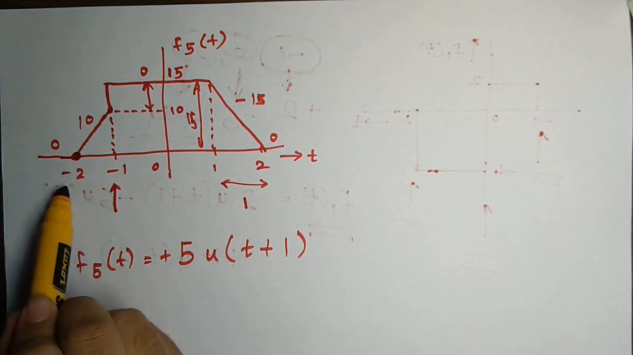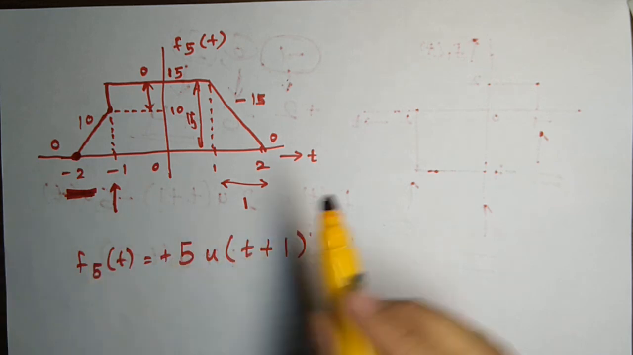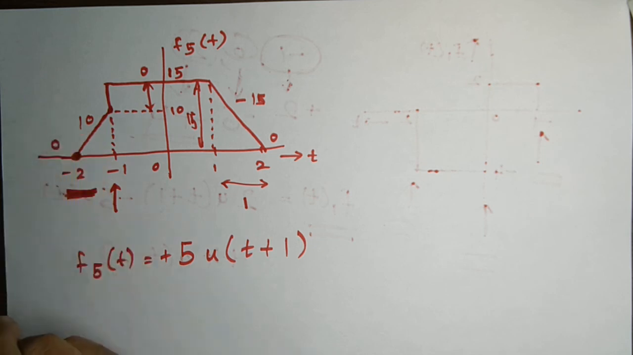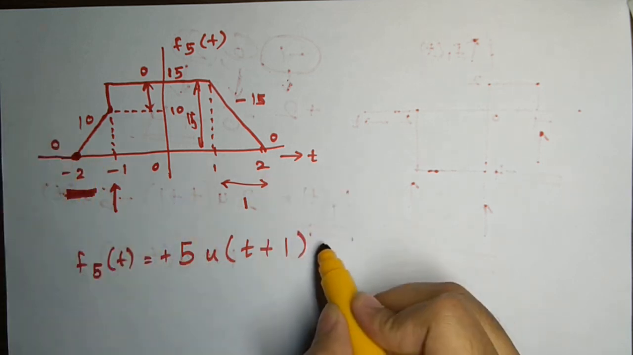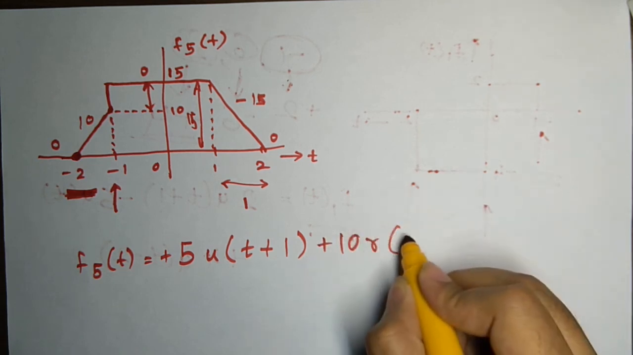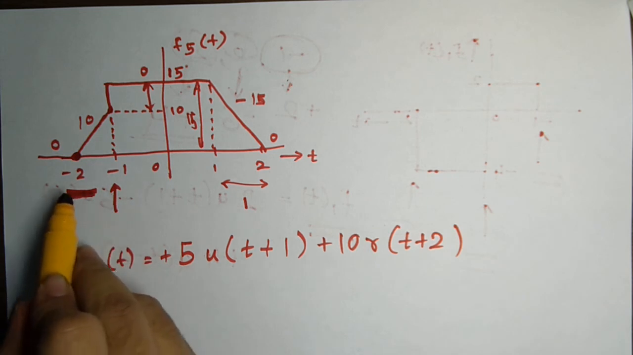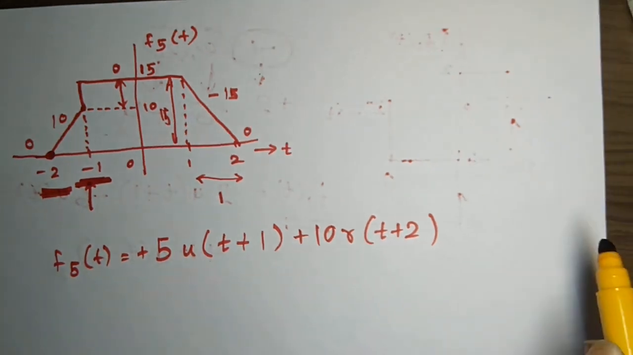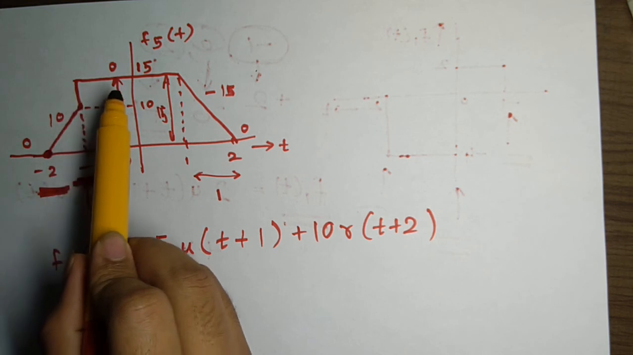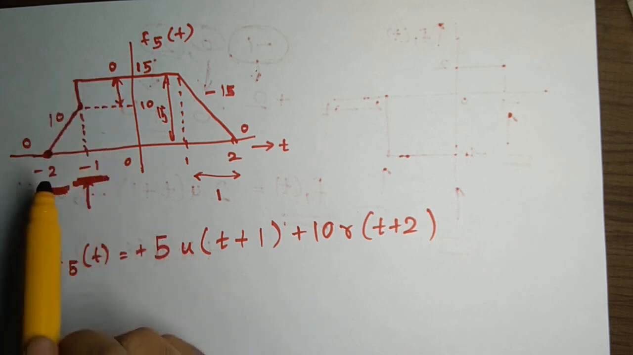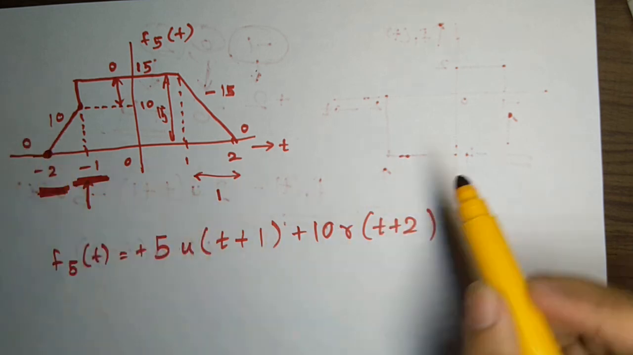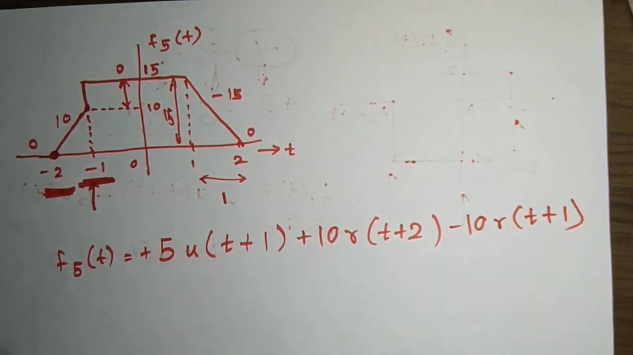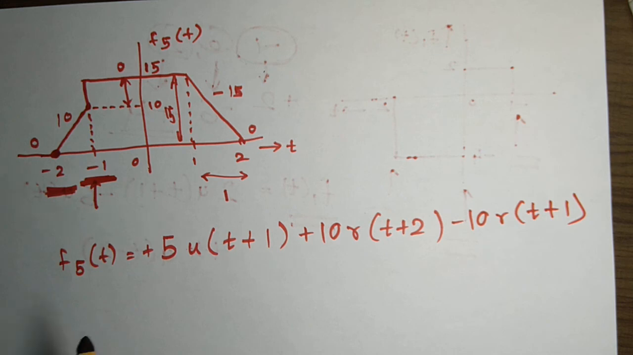So let's write now. At t equal to minus 2, the slope changes from 0 to 10, that is 10 minus 0, plus 10 r of t plus 2. Now at t equal to minus 1, the slope changes from 10 to 0, that is 0 minus 10, that is minus 10 r of t plus 1. I hope it is clear in the video.